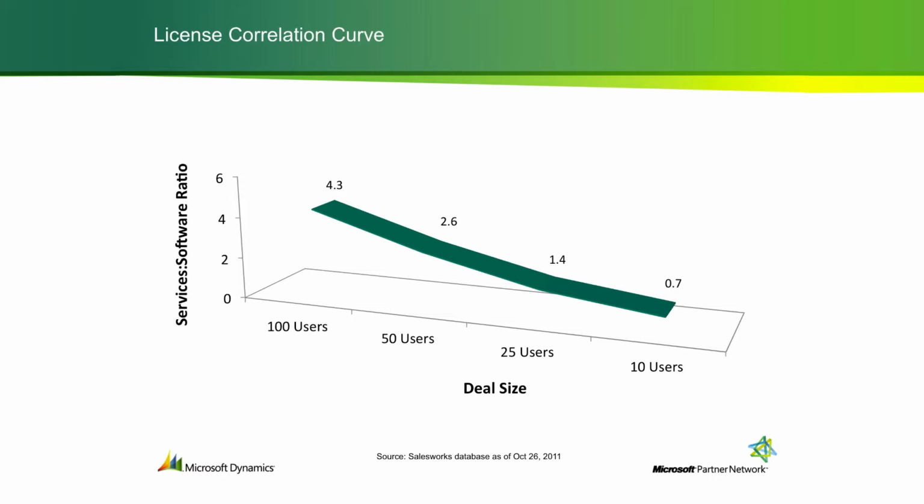And of course, this is critically important because from slides that you will have seen earlier in this segment, as we move more towards a volume-based business, we can expect that services to software ratio to decline even further, and particularly in the small user deal size, so the 10 users and under, we can expect that services to software ratio to decline even faster over time.